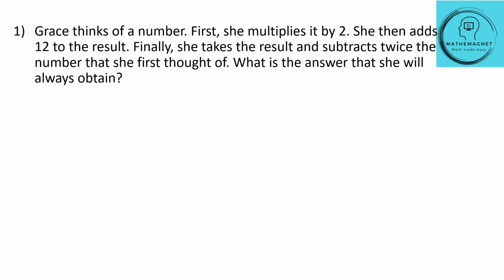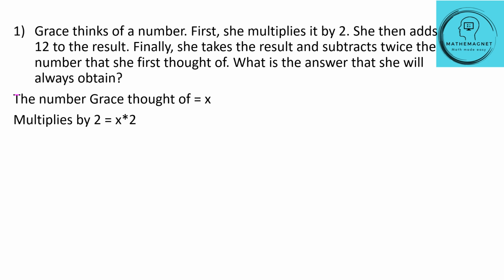So here we will have to form an algebraic expression to find the answer. So the first one is the number Grace thought, we will consider it as x. Then she does the multiplication operation, which is multiplying by 2. So it becomes x into 2. Then she is adding 12 to this result. So it becomes x into 2 plus 12.